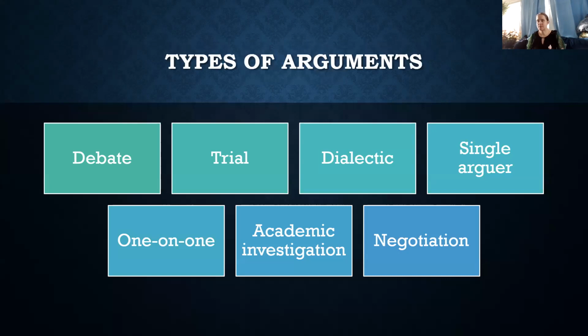We have different types of arguments, and this is where you can see how arguments can be applied outside of academia. So the first one is the debate. The debate is one of the most common forms of argument. There are two clear sides arguing one issue. The one who presents the best argument is deemed the winner. We often see these in the political arenas during election years.